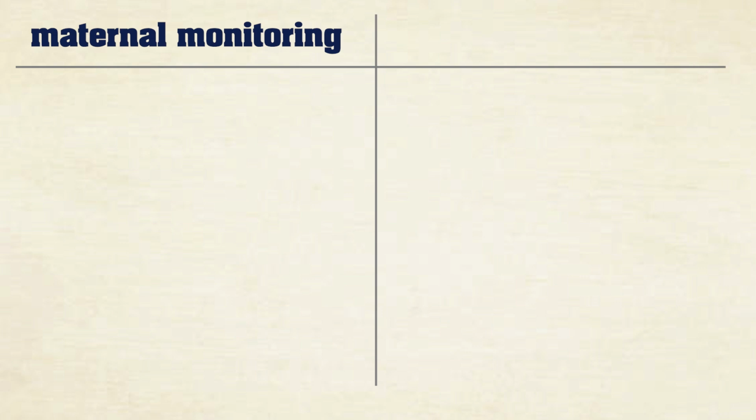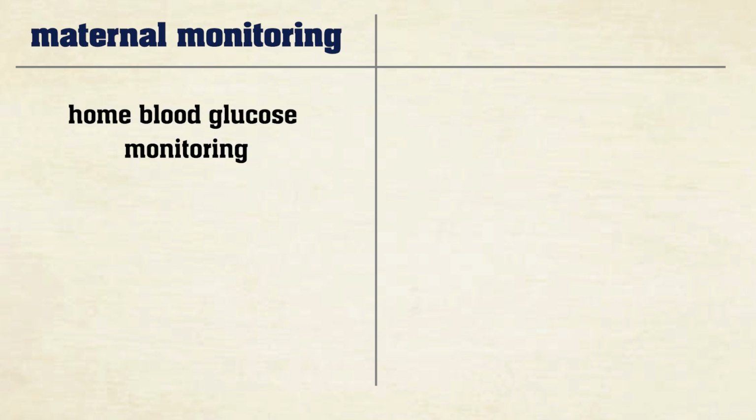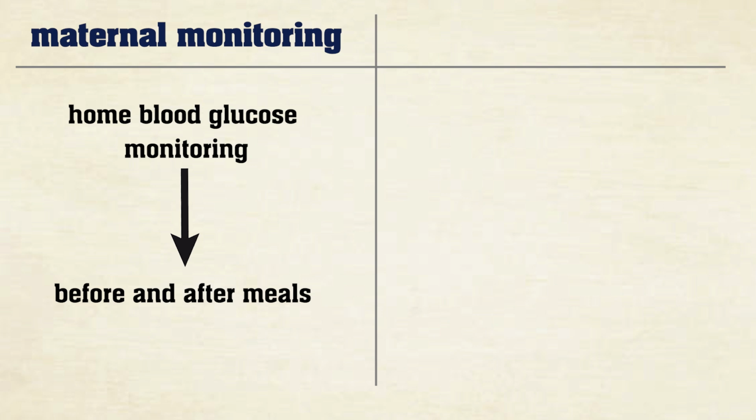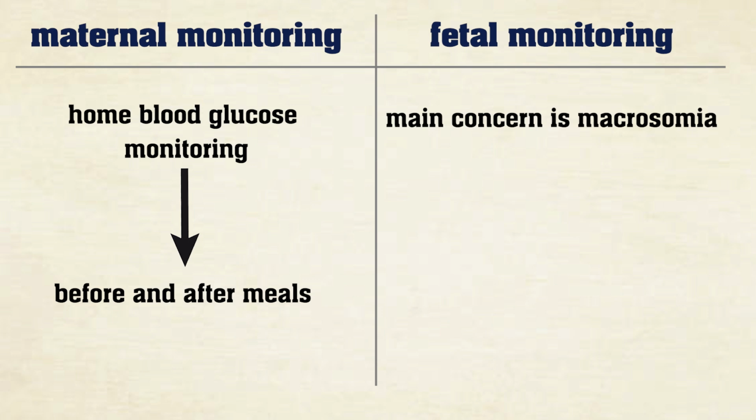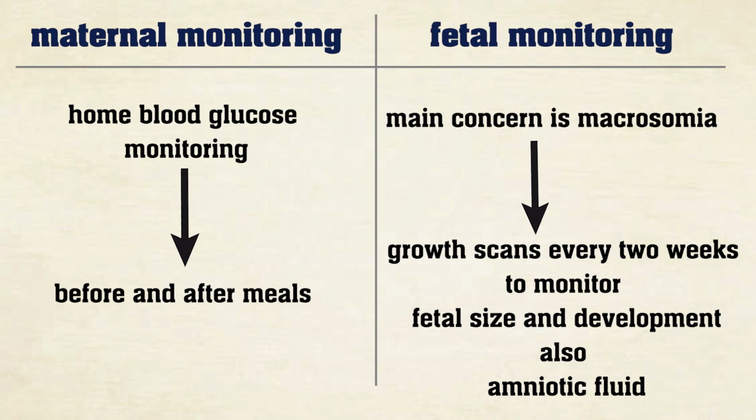Maternal monitoring. Women with GDM are encouraged to monitor their blood glucose levels at home, particularly before and after meals. Post-meal readings, especially 1-hour values, are critical for tracking maternal glucose control. Fetal monitoring. The main concern in GDM is macrosomia. Regular growth scans are recommended every 2 weeks to monitor fetal size and development. Additionally, amniotic fluid volume should be checked to assess for polyhydramnios, a potential complication of poorly controlled GDM.